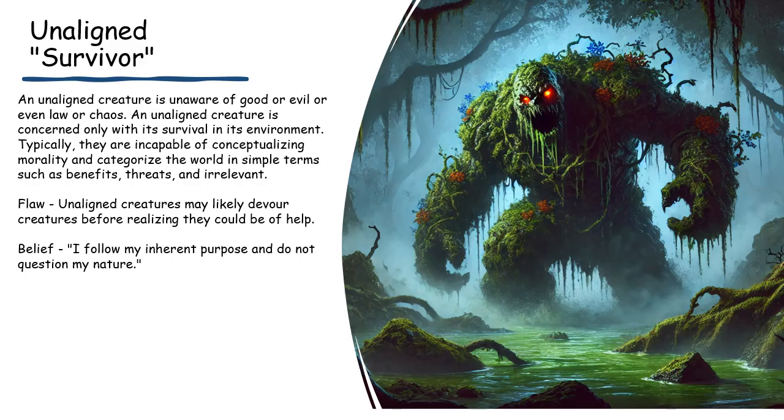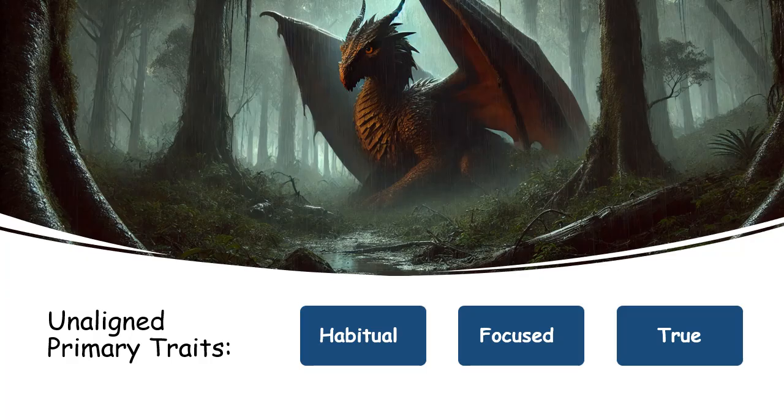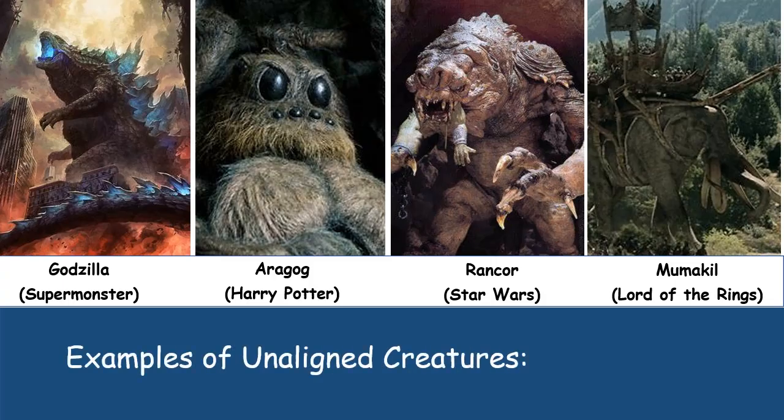An unaligned creature is unaware of good or evil or even law or chaos. An unaligned creature is concerned only with its survival in its environment. Typically, they are incapable of conceptualizing morality and categorize the world in simple terms such as benefits, threats, and irrelevant. Flaw: unaligned creatures may likely devour creatures before realizing they could be of help. Belief: I follow my inherent purpose and do not question my nature. Unaligned primary traits are habitual, focused, and true. Examples of unaligned creatures are Godzilla, Aragog, Rancor, and Mumakil.